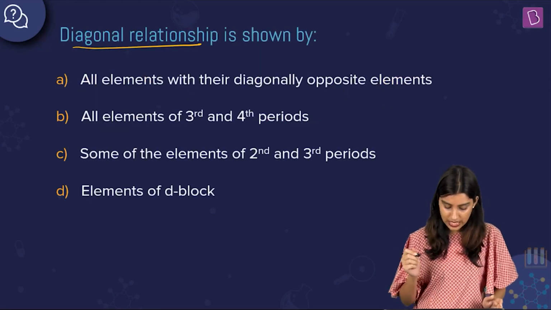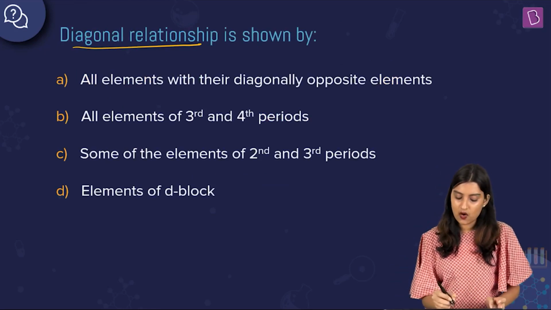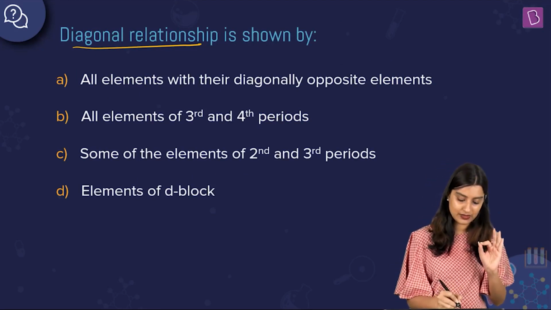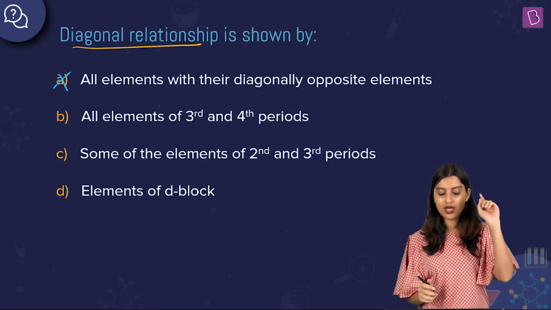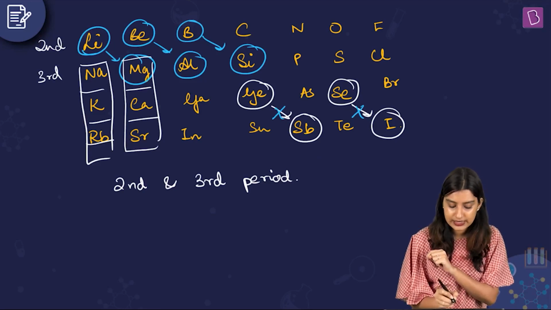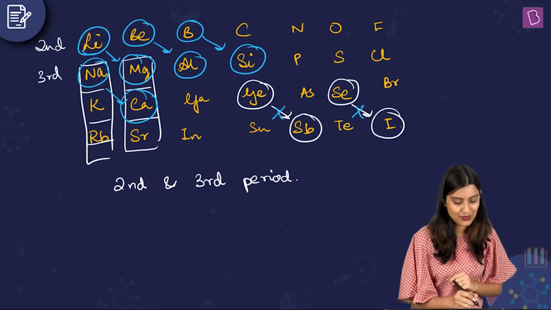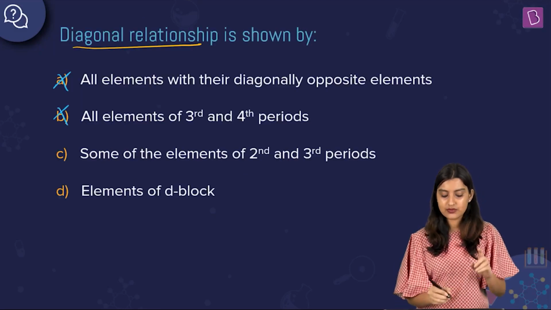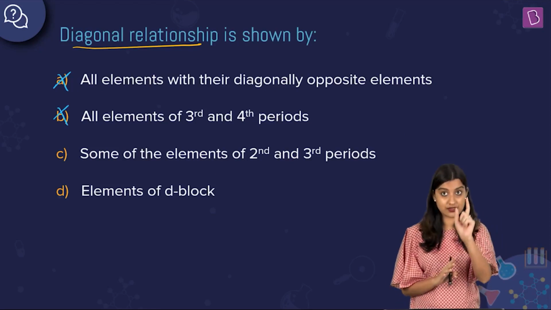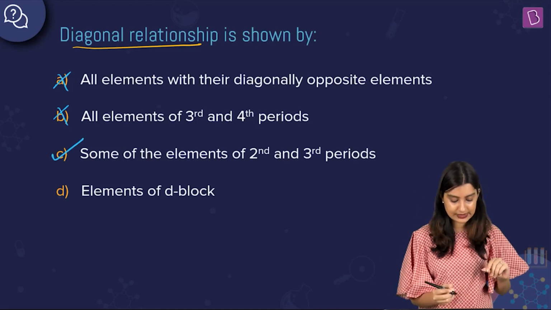So now let's look for that in the options, okay? So let's see, all elements with their diagonally opposite elements. No, this is the very first thing to keep in mind, that this is incorrect. You can't apply it everywhere. All elements of the third and fourth periods. Basically they're saying that maybe sodium and calcium. Do you have this as a diagonal relationship? No, you don't. So this is incorrect. Option C, some elements of second and third periods. Okay, so some elements only show this relationship, right? So option C is correct.